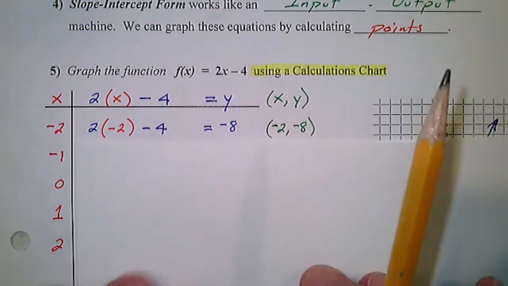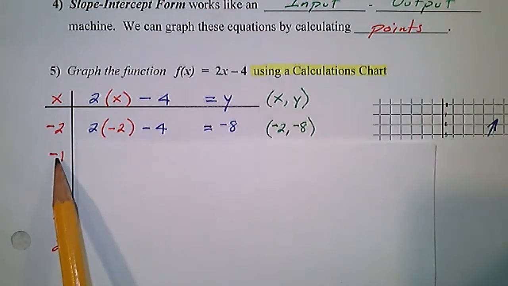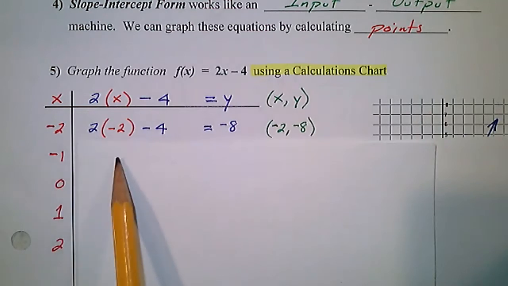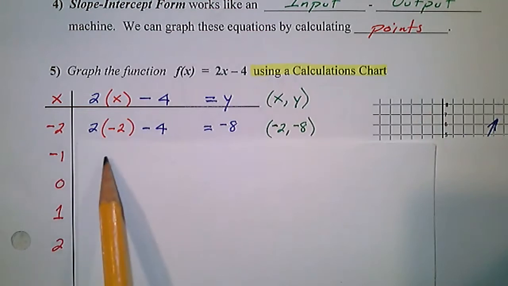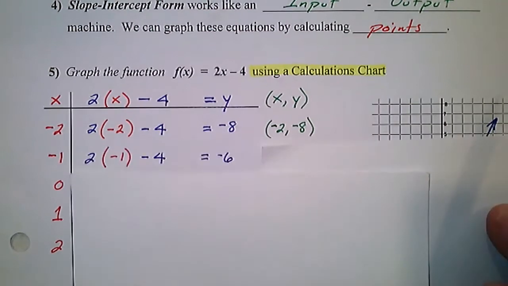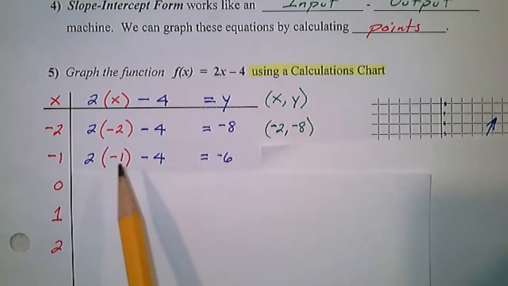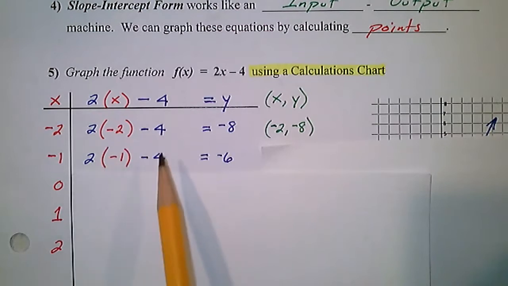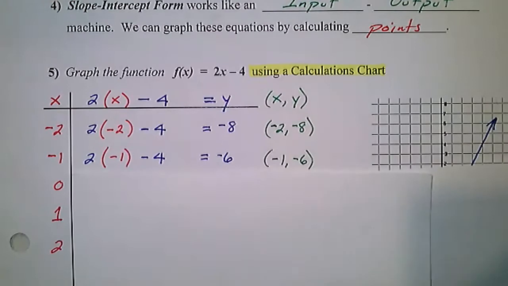So let's go ahead and do the same thing with -1. I'm going to go 2 times -1. That's going to give me a -2 minus 4. And that's going to give me a -6. So -2 and another -4 is -6, and we get -1, -6.